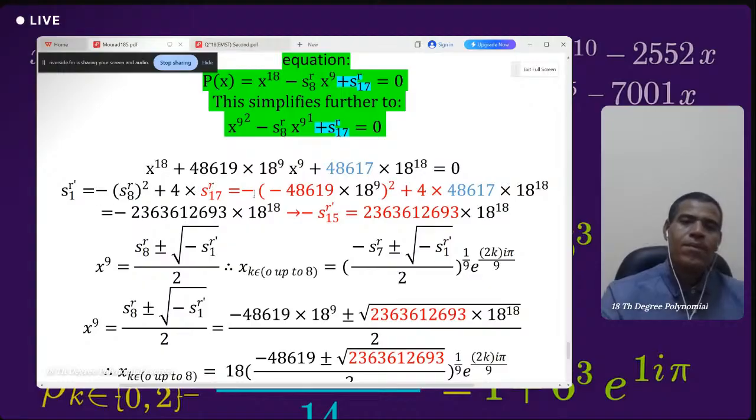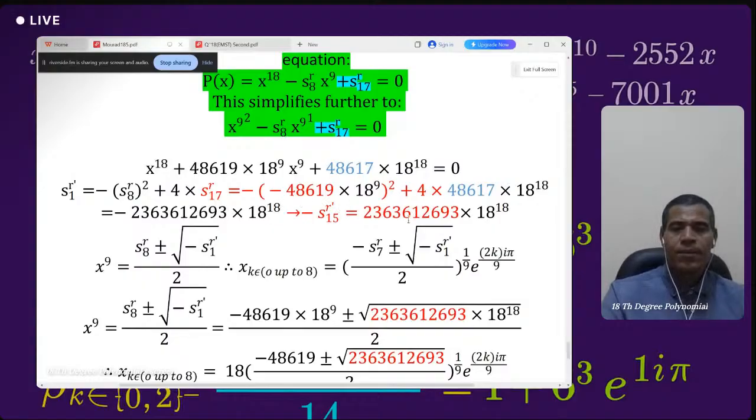From the quadratic formula. Okay, so that S1 is related to the discriminant. And is that value exact too? Yes, because S8R and S17 are exact symbolic values involving powers of 18, this S1 is also an exact symbolic value. The calculation shows it comes out to negative 236, 361, 2693, 1818. It's a large negative number, but it's exact.